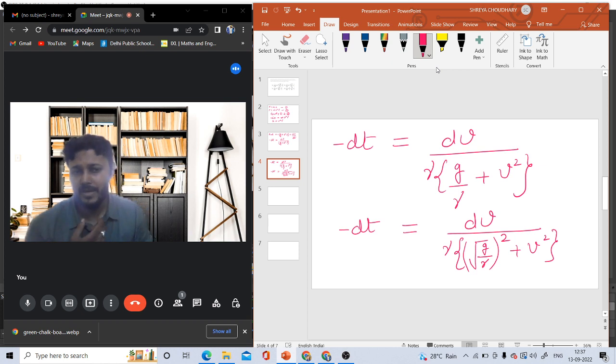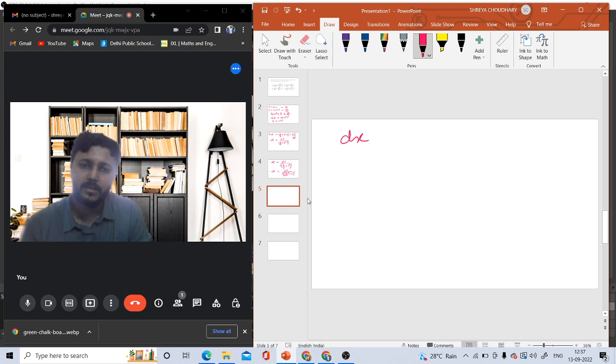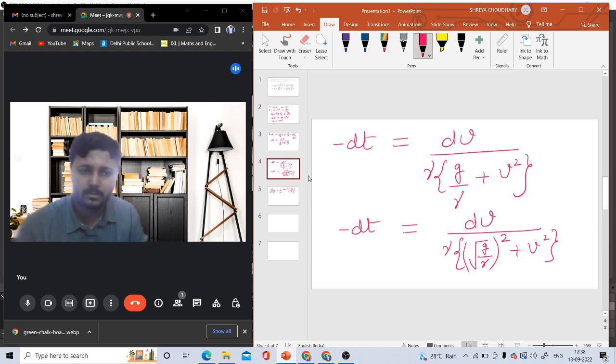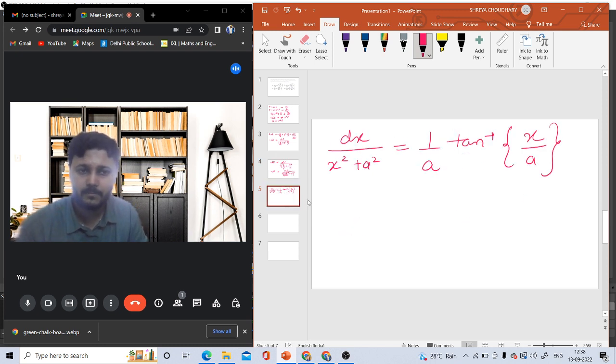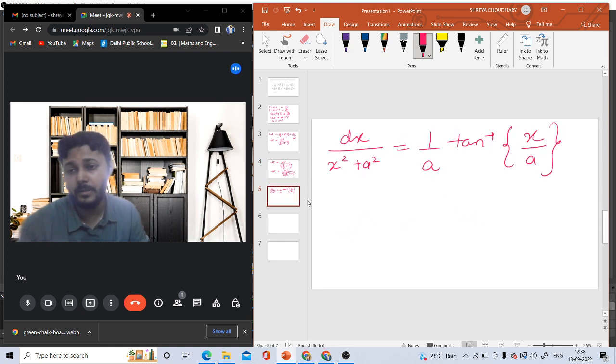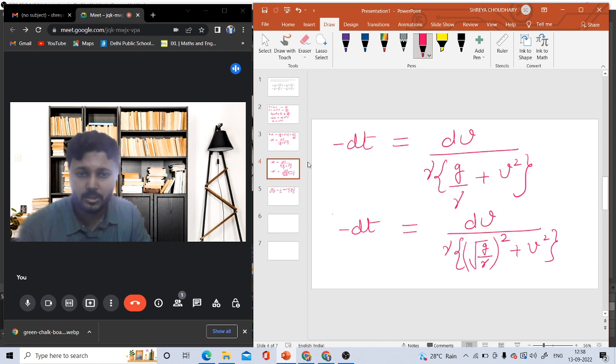Now we have the formula of integration. The formula of integration is the integral of dx upon x square plus a square, which equals 1 upon a tan inverse x by a. This is the formula we have. So we need to convert this initial equation into this formula, and then we need to integrate it. So let's go for the integration.